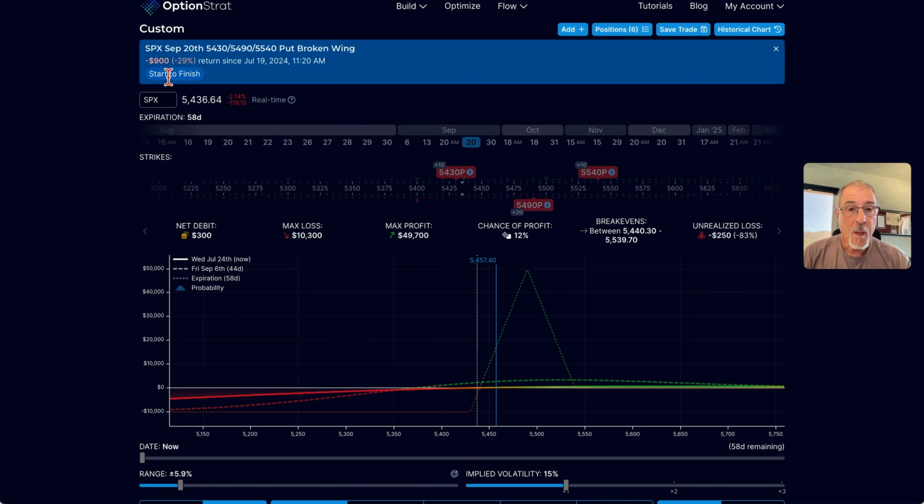Now, my game plan on this thing is to add to this. We talked about different adjustments and things along those lines that I like to do in this trade. So I'm going to pause here a second. I'm going to model up one of those adjustments, and it's basically going to be adding an additional butterfly into this trade.